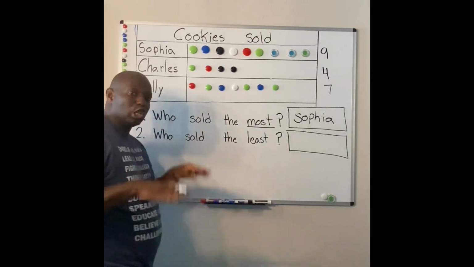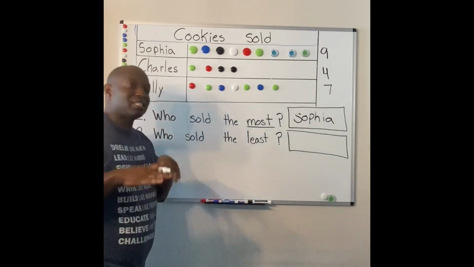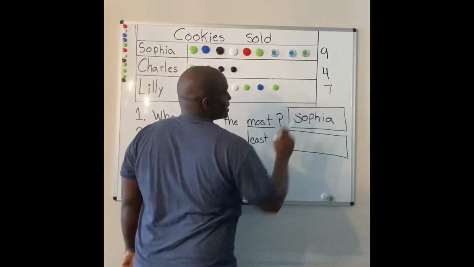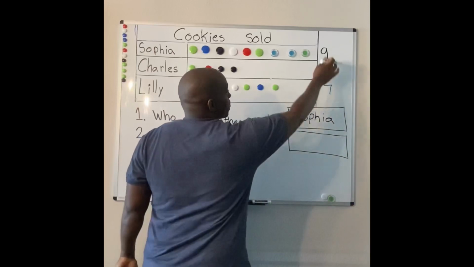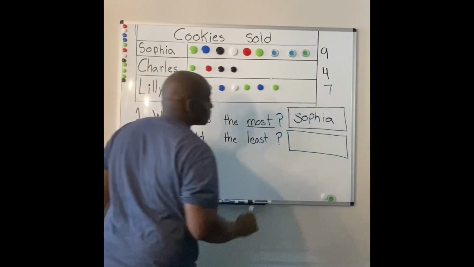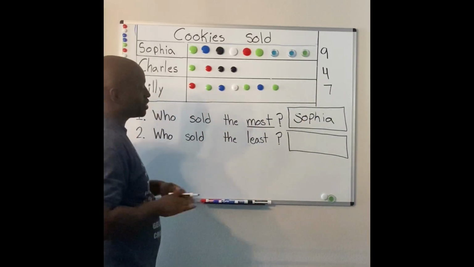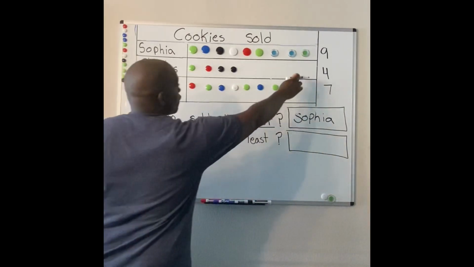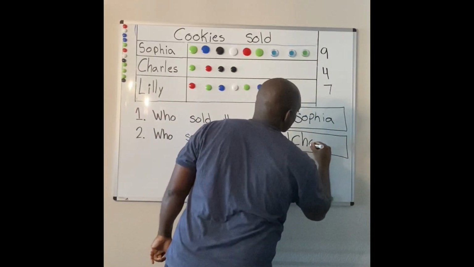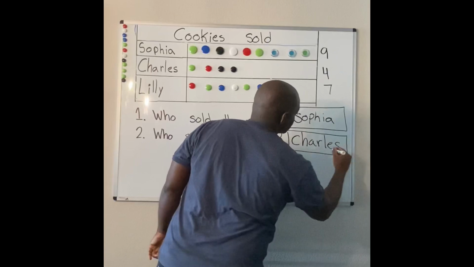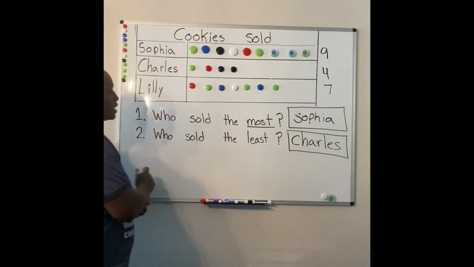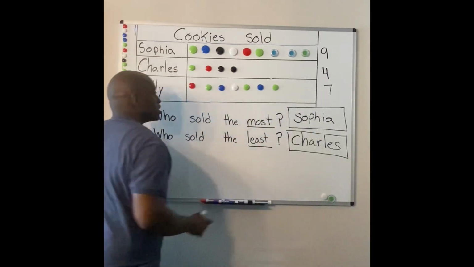Next question was, who sold the least? Least meaning little, it's a pump down number. That means it's the number that's closest to 0. Well, we've already established that 7 is close to 10, 9 is close to 10. 4 is the least, it's the smallest number. So 4 is Charles. So the correct answer for number 1 was Sophia. The correct answer for number 2 was Charles.